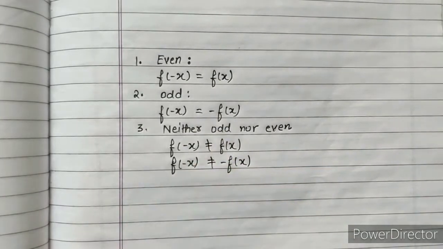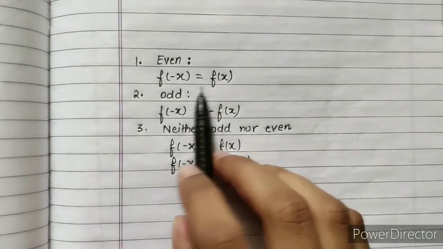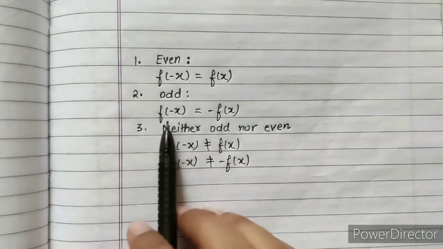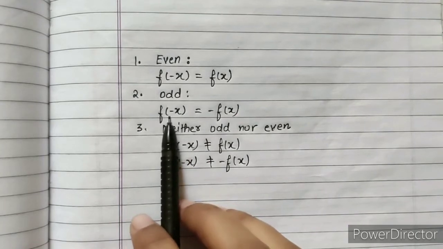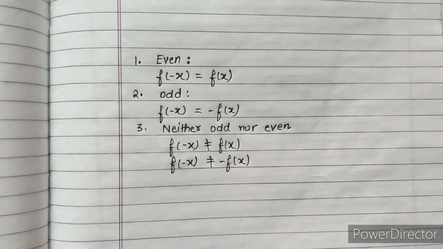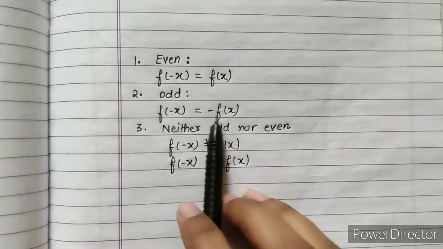It means when you put the value of x as -x, you will get the function equal to f(x). In the second case, odd, the function f(-x) is equal to -f(x). That means when you put the value of x as -x, you will get the value -f(x).